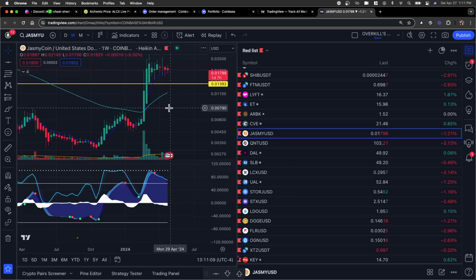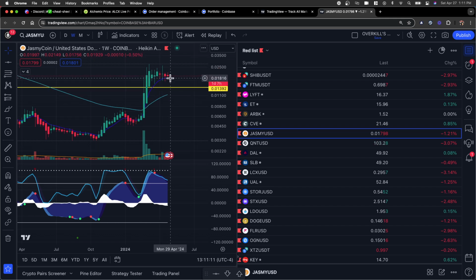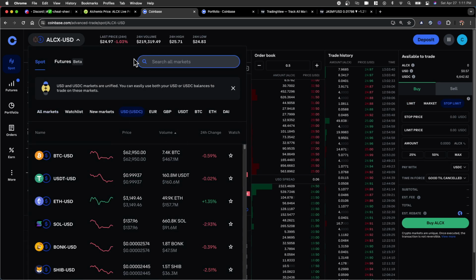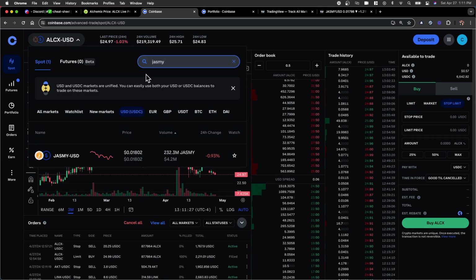Here's Jasmy, just putting in a massive bull flag here. Jasmy looks like it wants to freaking rip. Again, it's a 50-50 flip here, but this is going to be one of those names like HBAR. If it goes up, it's going to go up really big. Let's look at Jasmy over here on this.